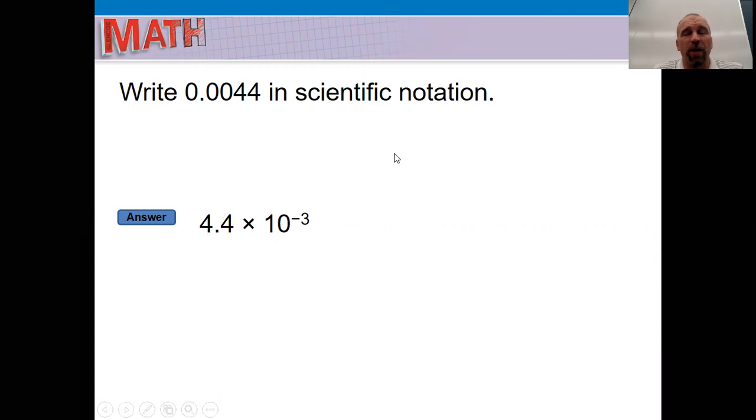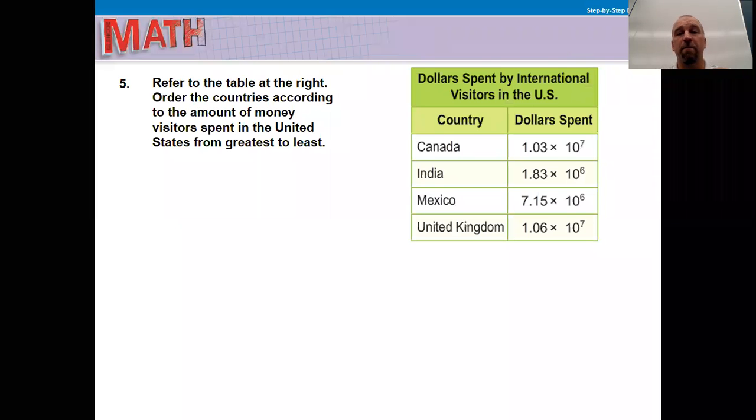Okay? So why do we have scientific notation? What's even the point? The point of scientific notation is to be able to compare numbers quickly. So the table here shows the amount of money that visitors from these countries spent in the United States. So I have some very strange looking numbers, but I can look at the magnitude. They call it the magnitude of these numbers. And the magnitude is based on the exponent.